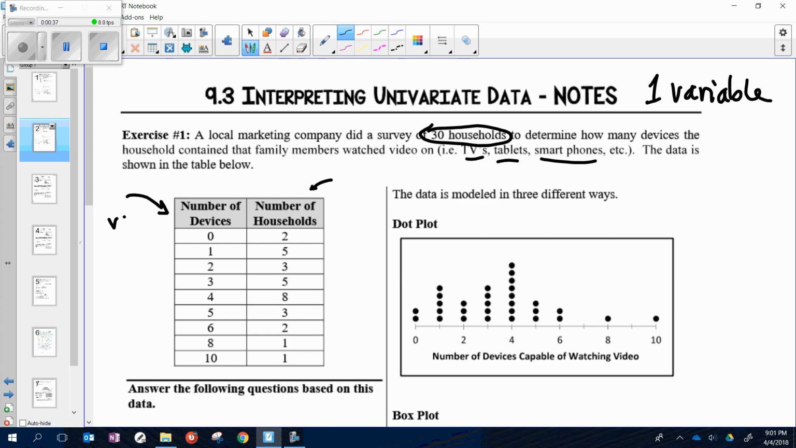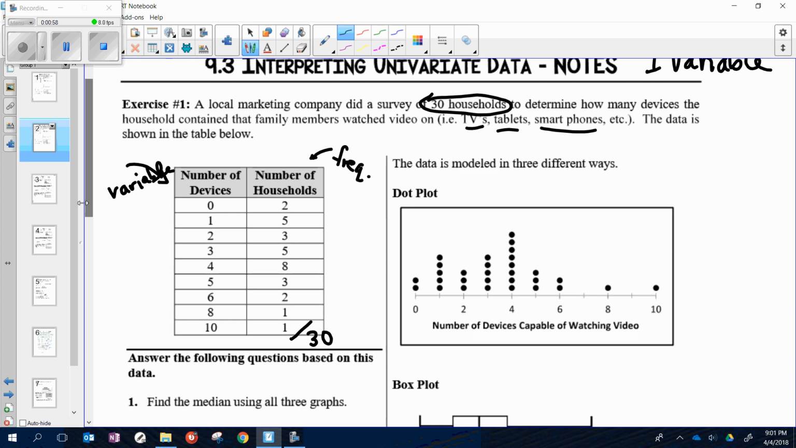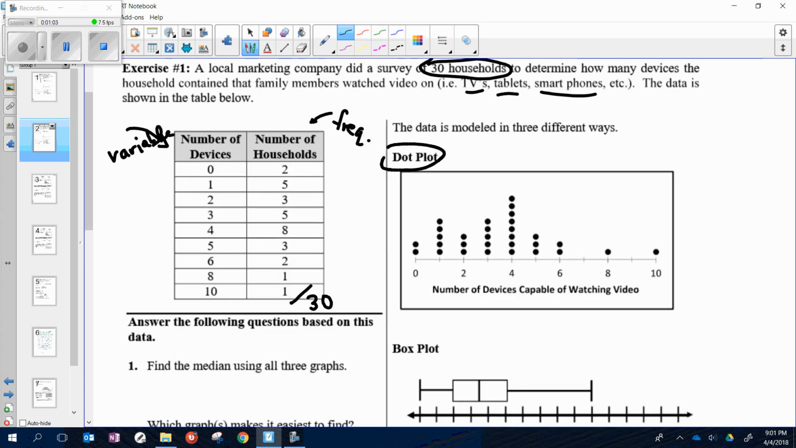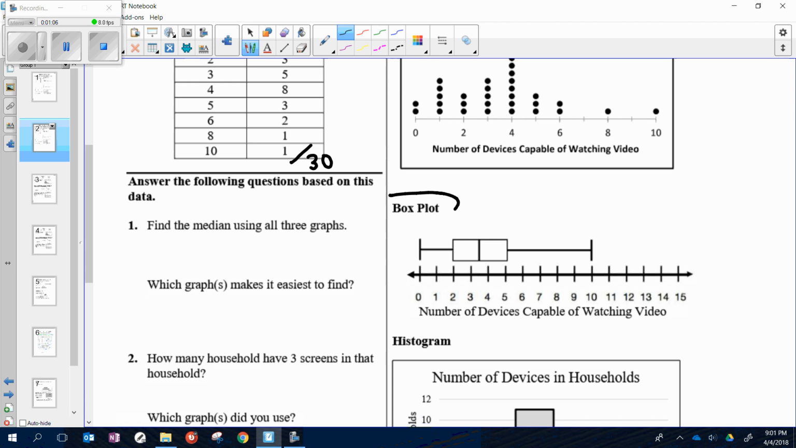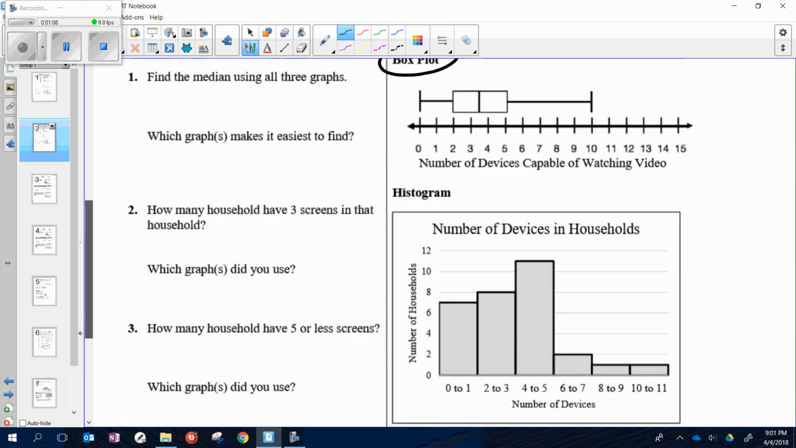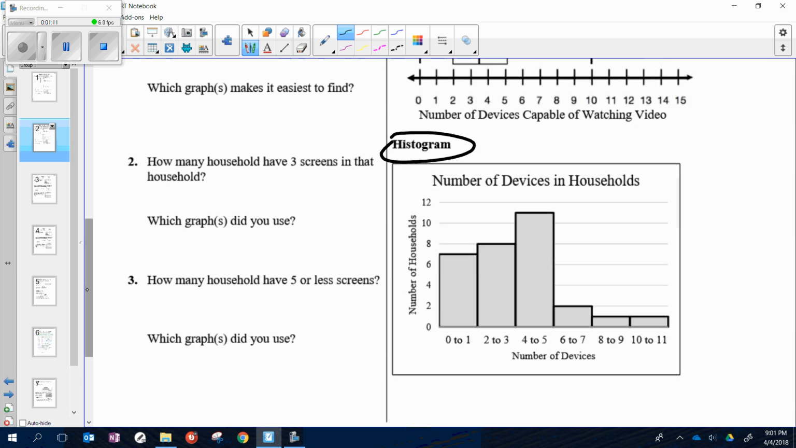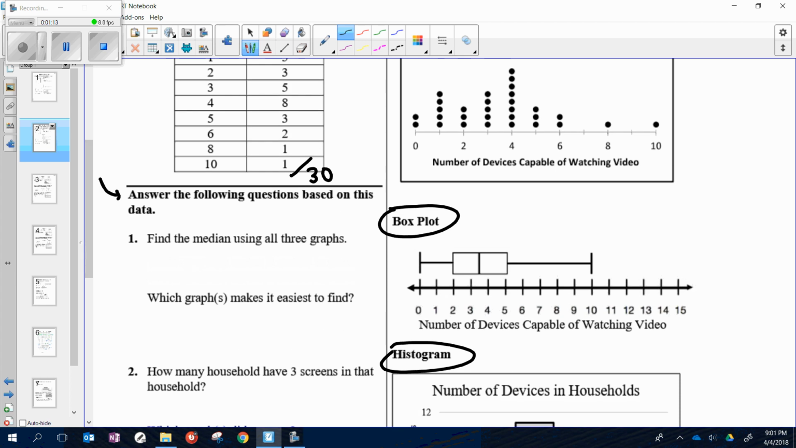The variable that we're talking about is the number of devices, and the number of households would be the frequency, how many times it occurs. So there's one variable and then a frequency counter. The total on this column should be 30 because there were 30 households in the survey. The data is modeled in 3 different ways. So you have a dot plot, a box and whiskers plot, and a histogram, and a bunch of questions that we need to answer.